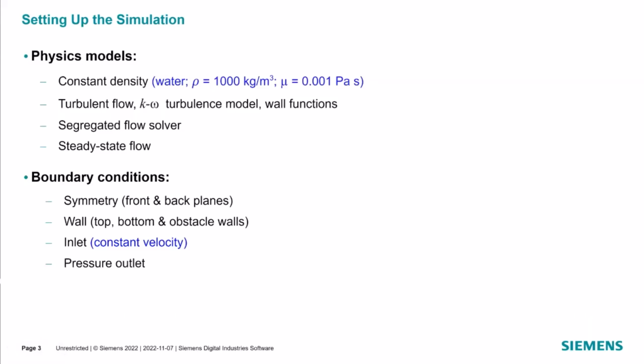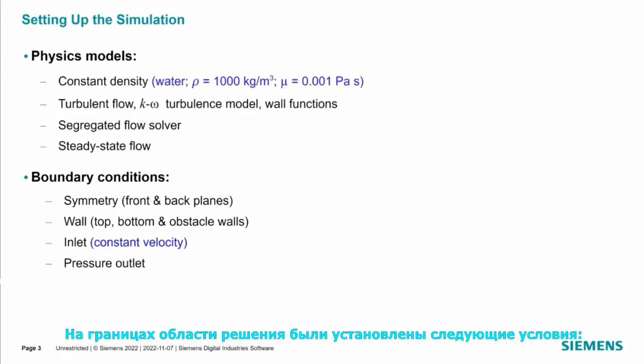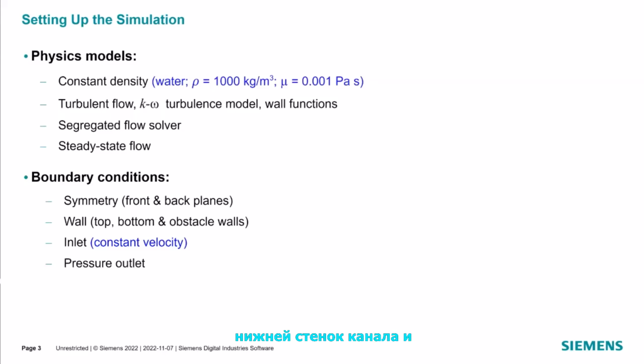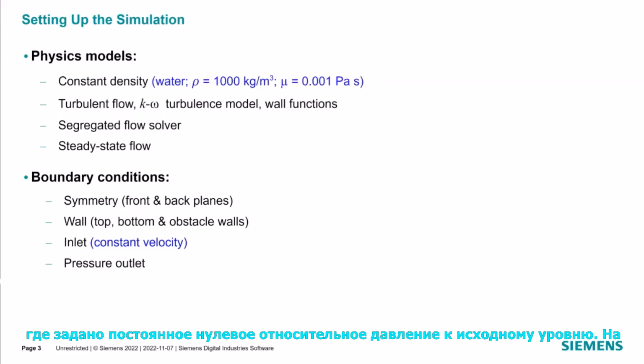The following conditions were imposed at boundaries of the solution domain. Symmetry for front and back planes to impose two-dimensional solution. No slip wall for the top and bottom channel walls and for the semi-cylindrical obstacle. Velocity inlet at the left boundary, where constant velocity is specified. Pressure outlet at the right boundary, where constant zero pressure relative to the reference level is specified.